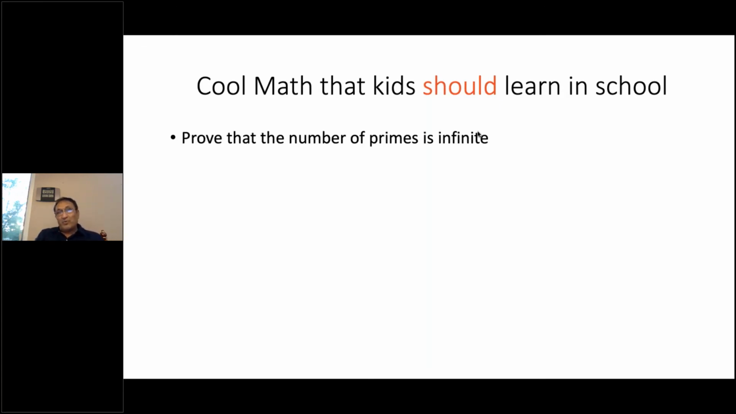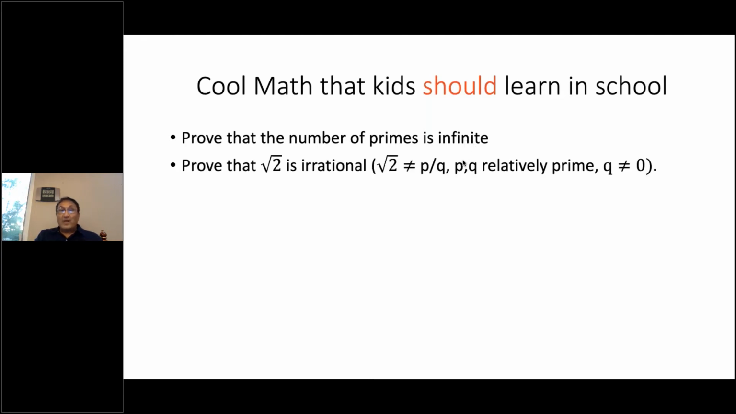First of all, you should be able to prove that the number of primes is infinite. This is a very beautiful and simple proof that I can show you. If you send me an email, I can send you a link to how to prove it. Prove that there are irrational numbers like square root of 2. An irrational number, remember, is a number that cannot be expressed as a ratio p over q, where p and q are relatively prime and q is not 0.